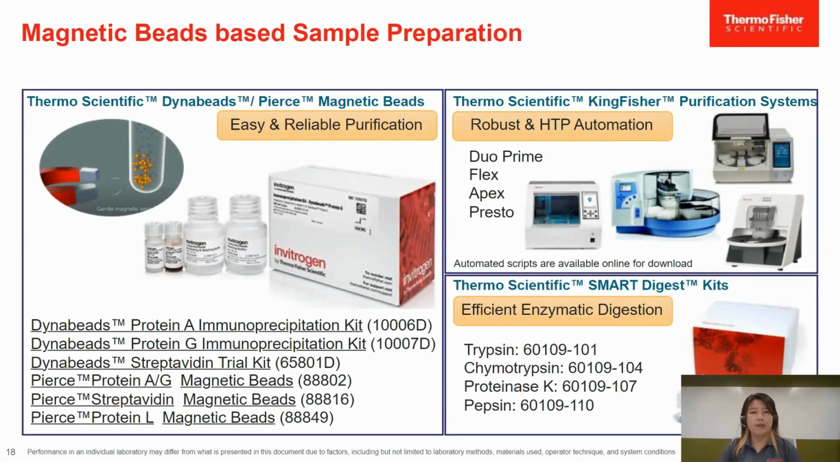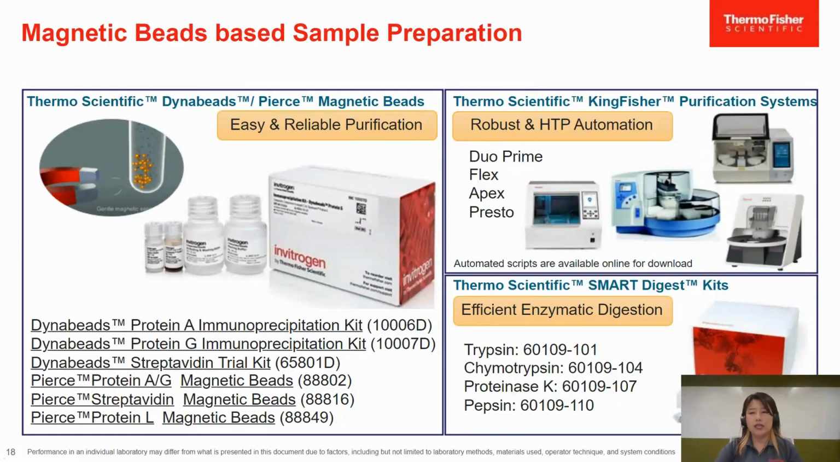We apply magnetic beads-based sample preparation because Dynabeads or Pierce magnetic beads are a very fast and easy purification technique compared to agarose beads. You just need a magnet, without using a centrifuge or vacuum manifold, to separate the beads from the buffer or sample. This kit includes the buffers, so you don't need to prepare washing buffer or elution buffers, and different ligands are available in the kit as well.